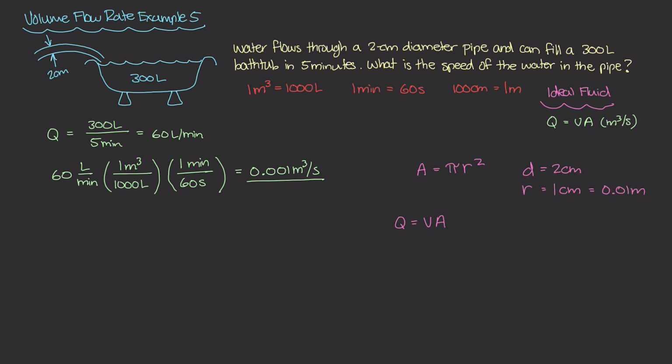If I said that Q is equal to VA, we can use this equation to figure out what V is, the speed of the fluid through the pipe. So Q we've already figured out. It is 0.001 meters cubed per second, and that's equal to the velocity, which is unknown, times area. And area was pi times r squared, and r was 0.01 meters squared. Now, if we plug this into our calculator, we get that the velocity going through the pipe is about 3.1831 meters per second.